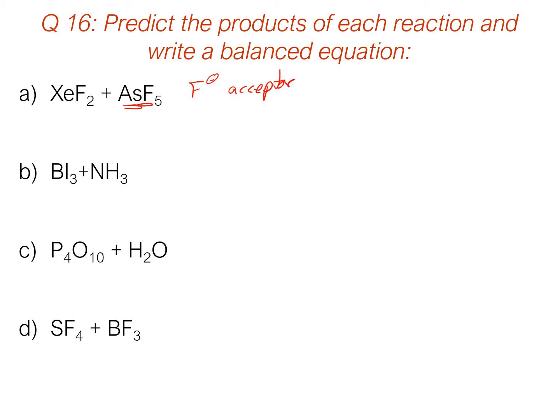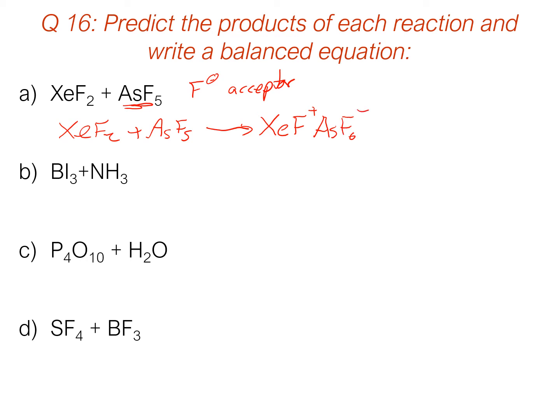So it will end up making an ion pair where this takes a fluoride ion. So what happens here, we get xenon difluoride plus arsenic pentafluoride, and this goes to XeF+ (xenon monofluoride), because it's lost that fluoride anion, and the arsenic then becomes a hexafluoride anion.